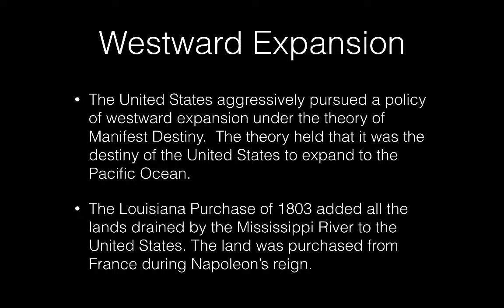Westward Expansion. The United States aggressively pursued a policy of westward expansion under the theory of manifest destiny. The theory held that it was the destiny of the United States to expand to the Pacific Ocean. The Louisiana Purchase of 1803 added all the lands drained by the Mississippi River to the United States. The land was purchased from France during Napoleon's reign.